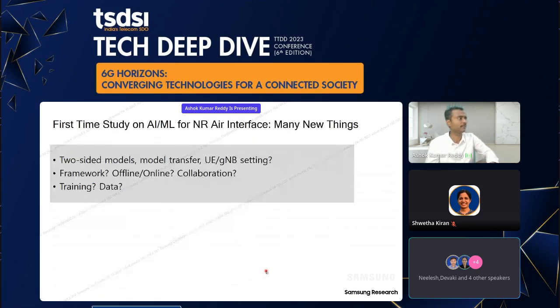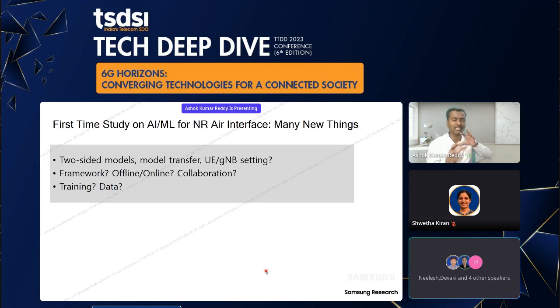So let me further highlight the observations from this study that has gone on for almost 1.5 years right now. 3GPP is spending, maybe, hundreds of researchers across the world. The main thing that I found from all these summaries is that this is the first time AI or ML is being studied for the air interface, or that you want to use AI and ML somehow for the air interface. This is the first time that's considered.